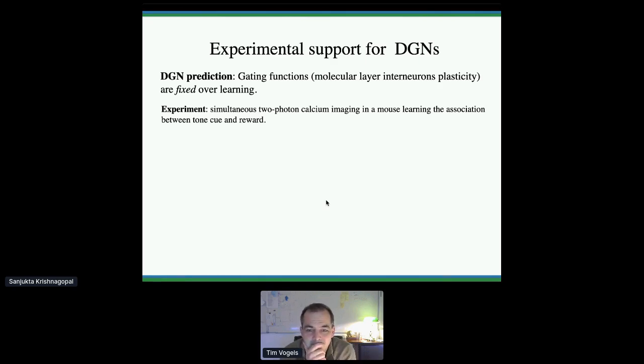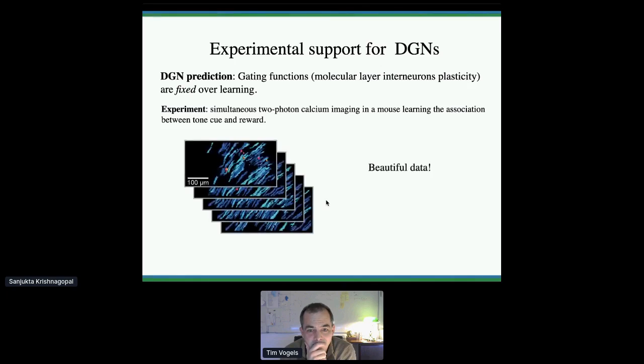And to do this, we ran an experiment. To test this, we ran an experiment of 2-photon calcium imaging in a mouse that's learning the board. Without getting into too many details, beautiful data. And here's what the results look like.